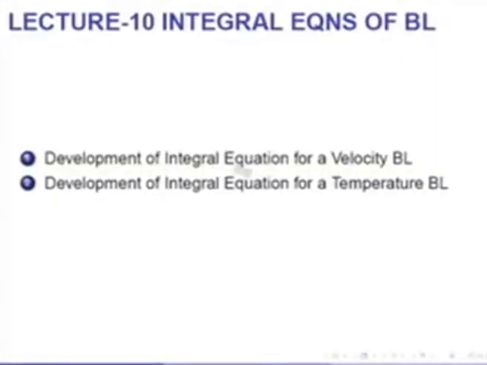How to derive similarity equations and solve these equations to obtain friction factor and Nusselt number for two-dimensional laminar boundary layers. We now move to the next method, that is the integral method for solving boundary layer equations. The task for this lecture, therefore, is to derive the integral equations of a boundary layer. The development of firstly the integral equation for a velocity boundary layer, and then the integral equation for a temperature boundary layer.